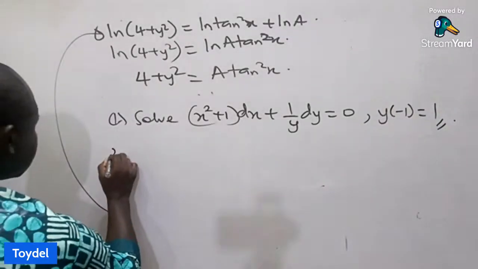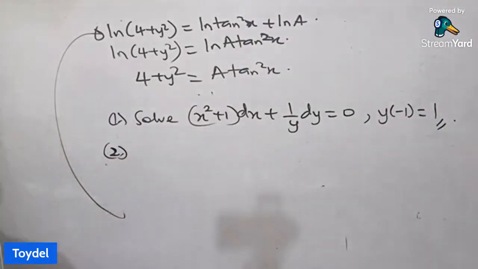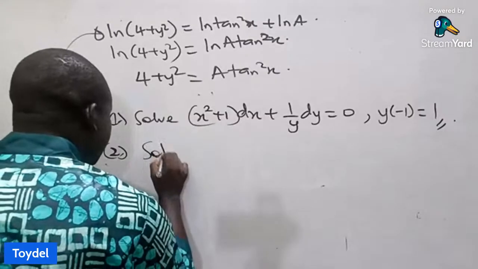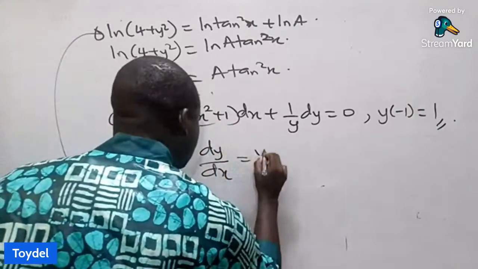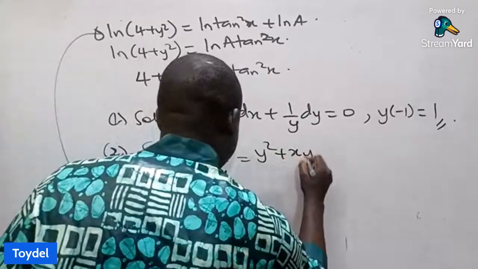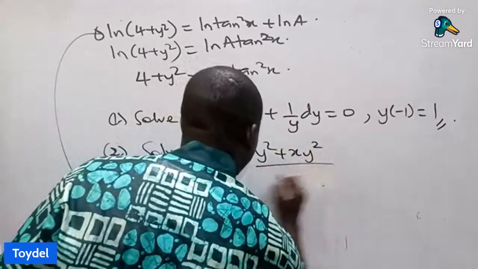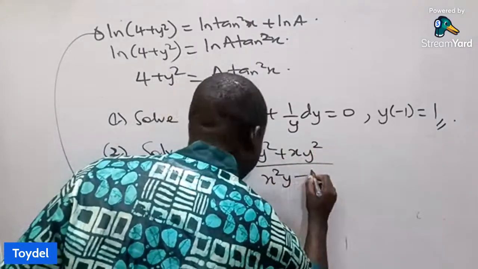Then the second question that I would love us to attempt is, we have to solve dy/dx is equal to y squared plus xy squared all over x squared y minus x squared.